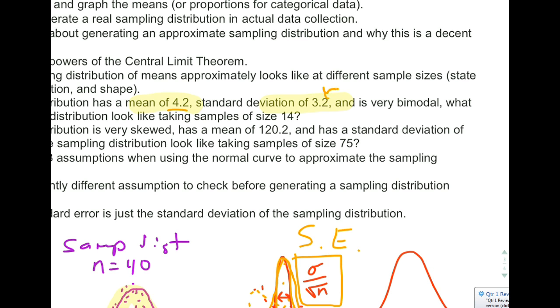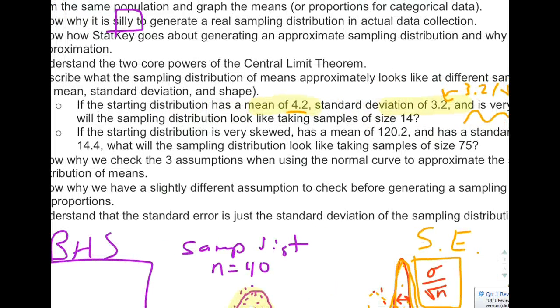This right here, we say actually it's not going to stay 3.2, it's going to be 3.2 divided by the square root of our sample size. So it's going to get smaller, and that's exactly how it's going to get smaller. And the shape is very bimodal, so if we started out with something that looked like this, it's going to become more normal shaped with a size of 14. So maybe it'll look kind of like this. Usually 30 is kind of our magic number to say I can clean up some very non-normal distributions. But 14 is kind of halfway there, so it'll clean it up a little bit.